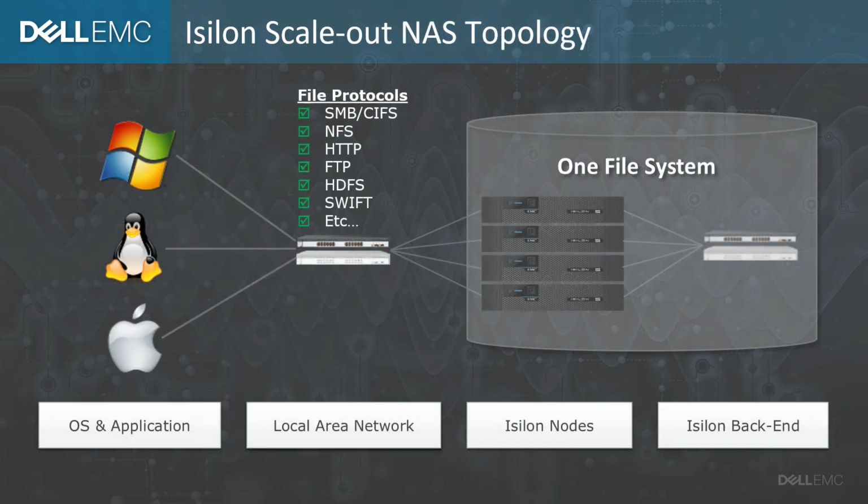Before we get into the demo environment, I want to give you a quick visual overview of that environment so you know what we're doing once we get in there. So here on the far left, we've got our users and servers maybe running Windows, Linux, Mac, etc. In the center there, we've got our local area network where we're using those file protocols that we talked about in the previous video. And then, of course, on the right-hand side of the slide, we've got our Isilon cluster.